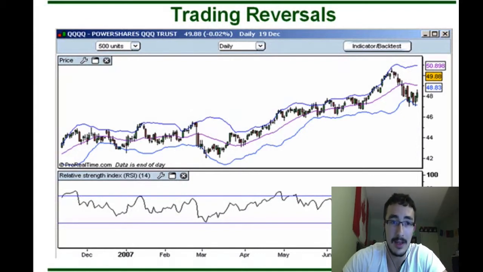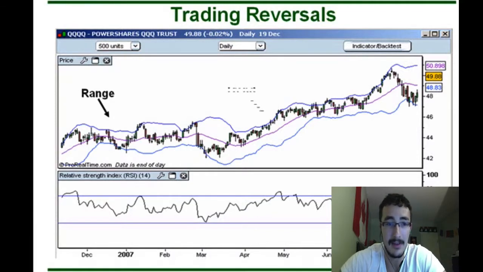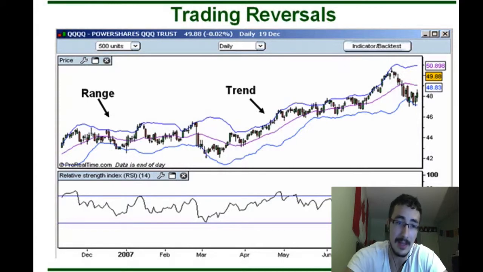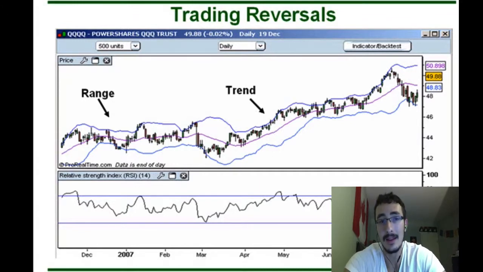Here we've got PowerShares QQQ, which is the NASDAQ ETF. We have a range and a trend. You can see in the range market we had multiple touches of the upper and lower band. In the trend market, it was hugging the upper band for a good portion of that time. With the trades set up here, we can look at buying and selling with a touch of the upper and lower band. A better method is to combine with another indicator, which is what I've done with the RSI.